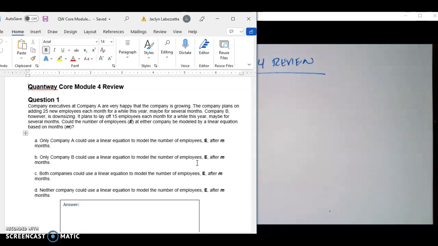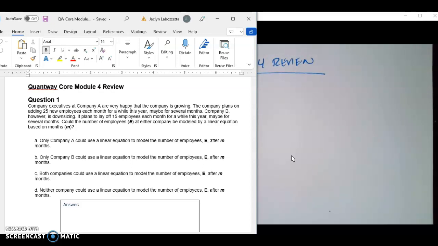For this question, what you need to ask yourself is: is the change that's happening an addition or subtraction, and is it the same addition or subtraction every single instance in terms of the situation? In this situation, we're talking about changing the number of employees each month. And we want to know, are we changing the number of employees by adding or subtracting in the same exact way? For Company A, they are adding 25 new employees each month. So we're adding the same amount, that constant change of plus 25. So Company A could be modeled by a linear equation.